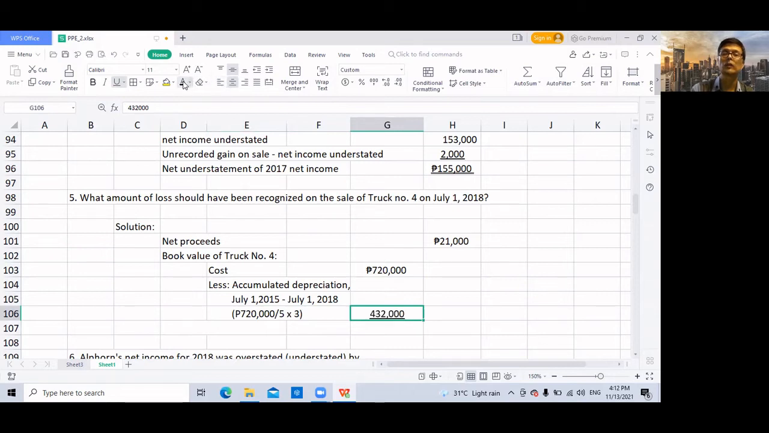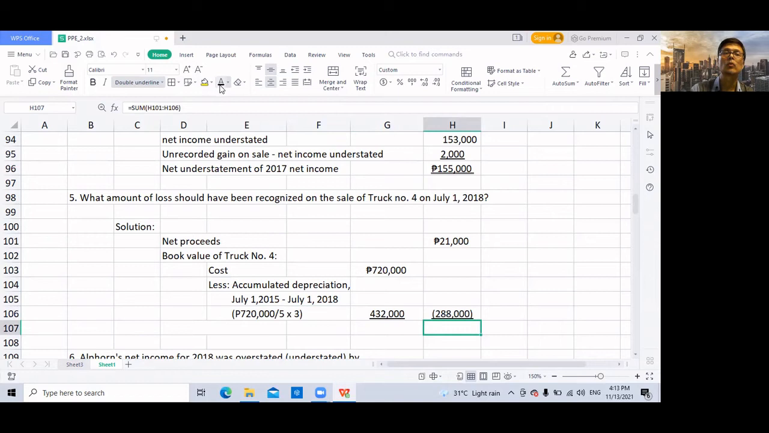So this is 432,000. So we have the book value at 288,000. Now kukunin natin yung difference ng net proceeds with the cumulative dun sa book value. So there's a loss on sale of 267,000 doon sa truck number 4, by 267,000, kasi kumbaga naibenta na siya ng 21,000 eh.